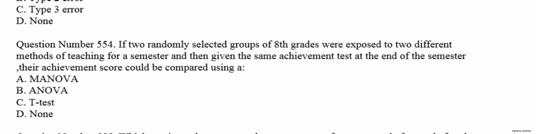Question number 554. If two randomly selected groups of 8th grades were exposed to two different methods of teaching for a semester and then given the same achievement test at the end of the semester, their achievement score could be compared using A. MANOVA. B. ANOVA. C. T-test. D. None. The correct answer is option C. T-test.